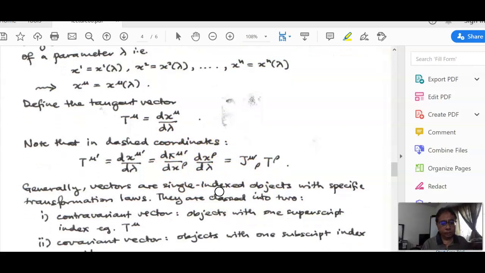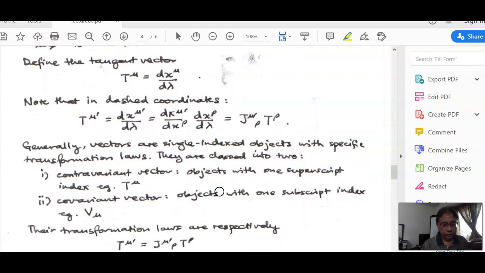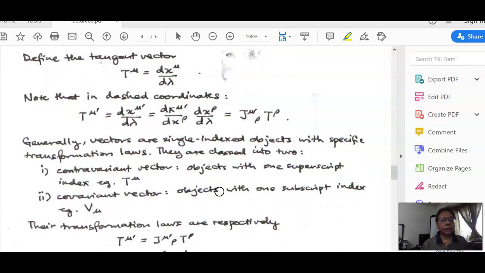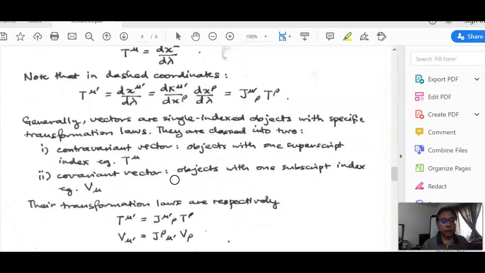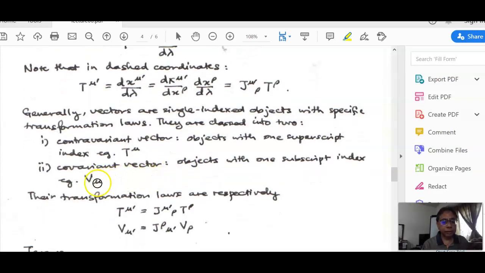Let's summarize that. There are two types of vectors: a contravariant vector, which has the index at the top, and another kind of vector called a covariant vector. They transform according to this particular transformation law.